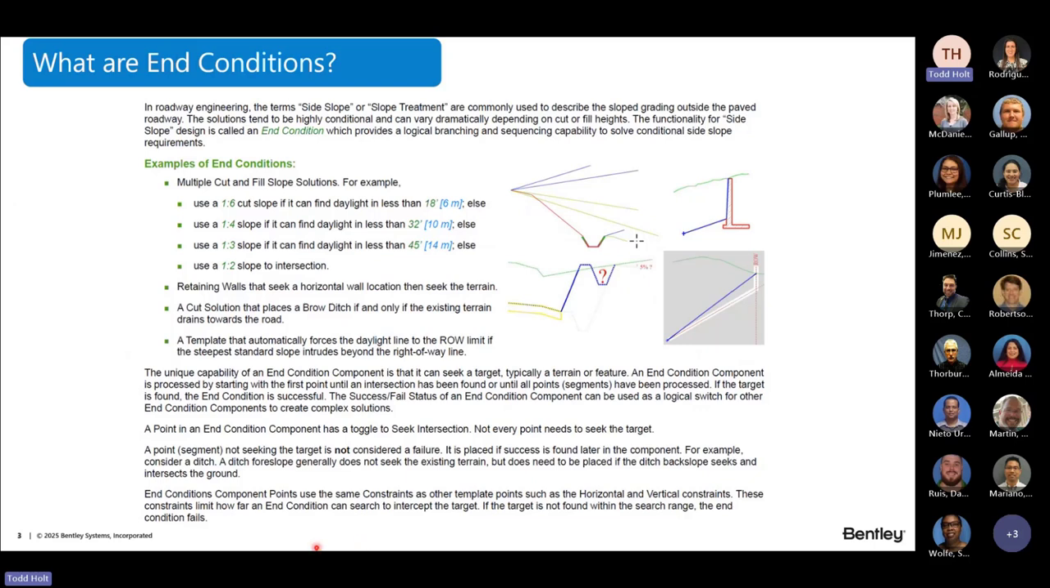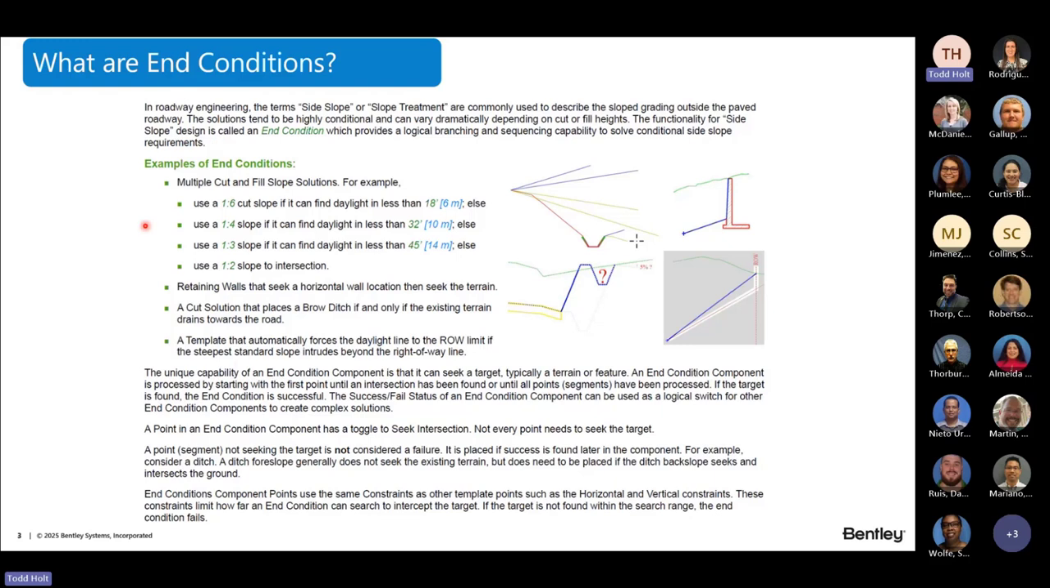So in our engineering terms or the roadway terms, the end condition is our side slope or the slope treatment. So we have a branch that's coming out from our hinge point or part of our roadway. And we want to solve in different situations of different cut slopes or fill slopes. So we're going to have different multiple cut slopes that we're going to put in there.